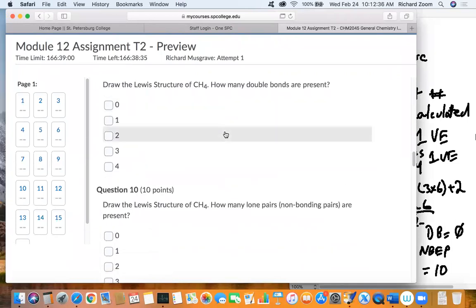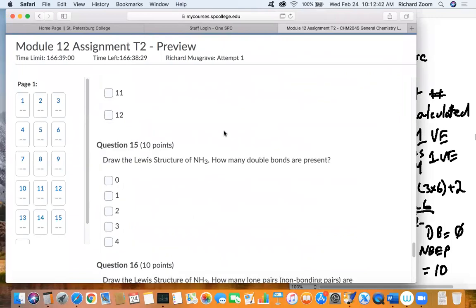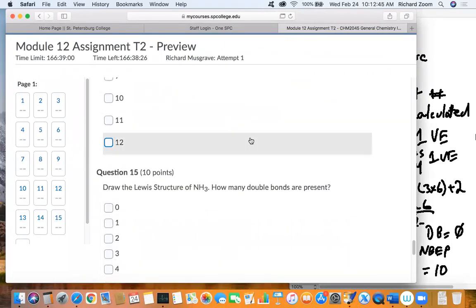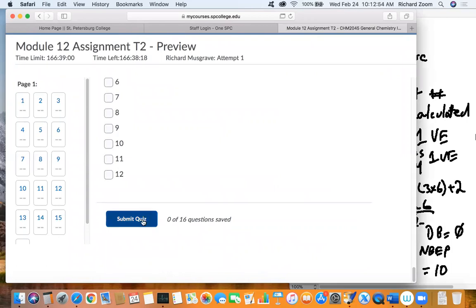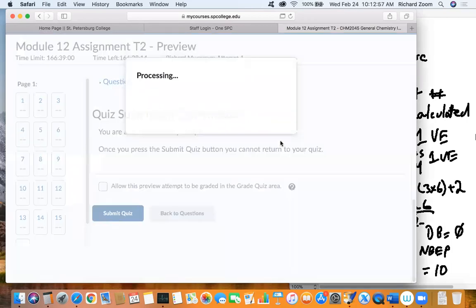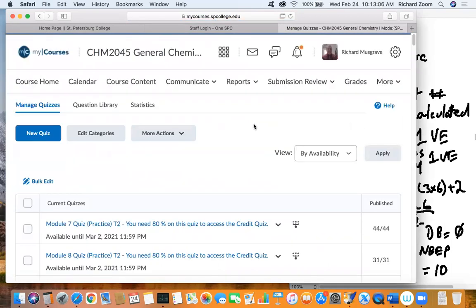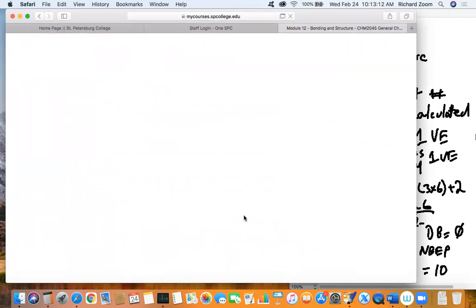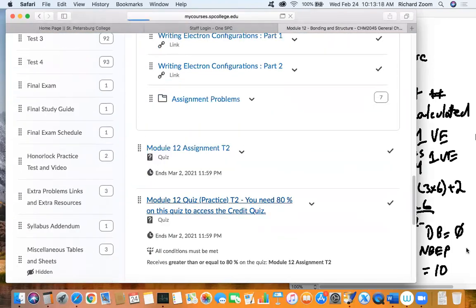Then we've got lone pairs, double bonds. Not particularly difficult. If you follow what I've just done here, I think you'll find it to be a fairly easy kind of assignment. Don't forget there are videos for it too. And then we've got the practice quiz, which I think is pretty easy as well.